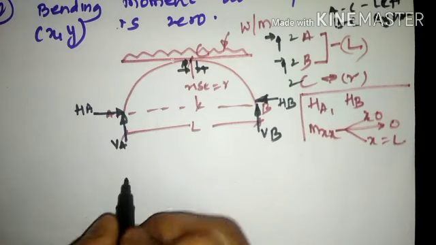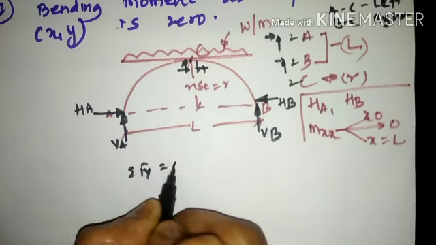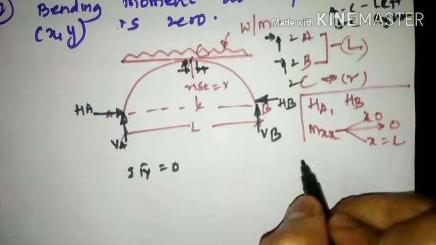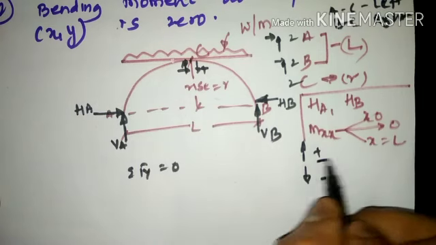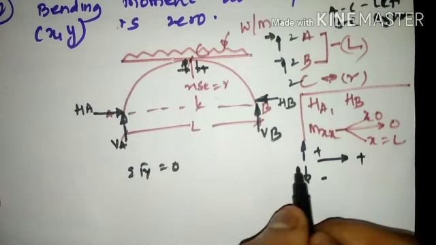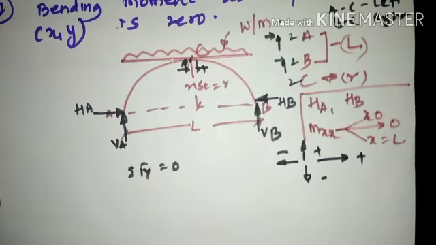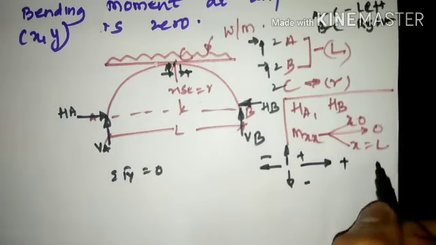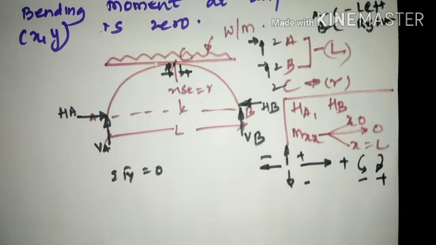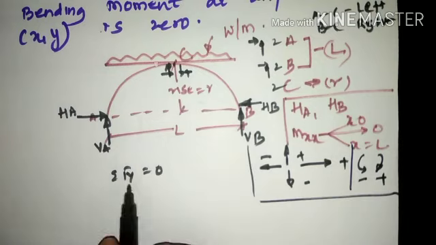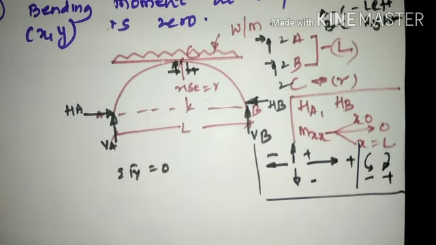To begin with the first step, that is summation of Fy is equal to 0. All upward forces shall be considered as positive, all downward forces to be negative, all right hand side forces to be positive, and all left hand side forces to be negative. Likewise, all clockwise rotation will be positive and all anti-clockwise rotation shall be considered as negative. So following the same sign convention, we shall consider summation Fy is equal to 0.